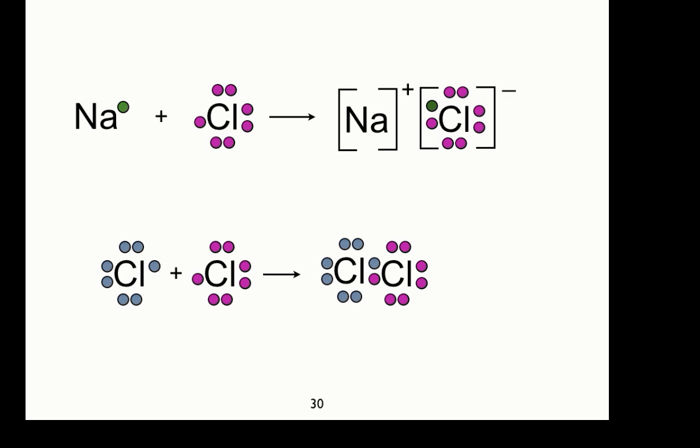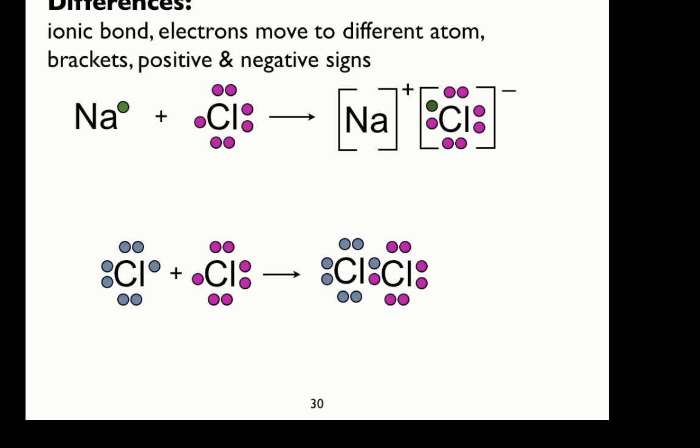Okay, so here we have the ionic bond on top now, and the covalent on the bottom. I don't know why I switched them. All right, so let's look at how the ionic is different from the covalent. The differences. So the top one, it's an ionic bond. Electrons move to different atoms. There's brackets in the way you draw it. There are positive and negative signs. Okay, those things do not happen in a covalent bond.